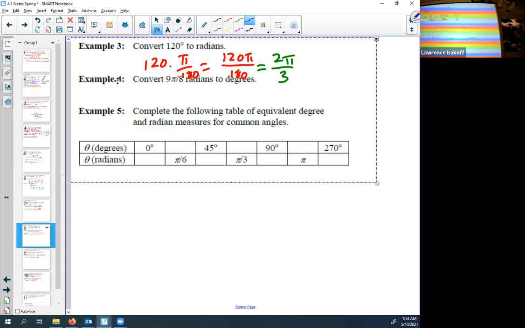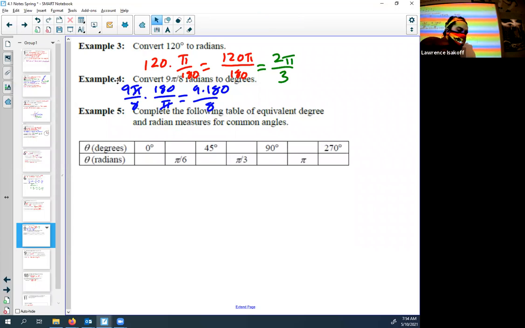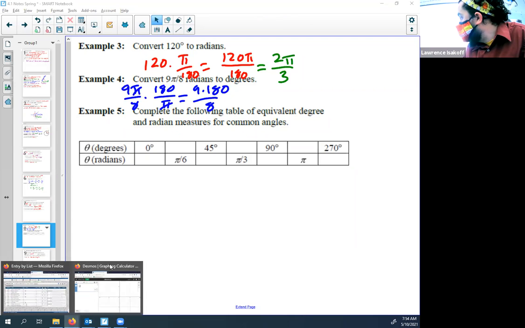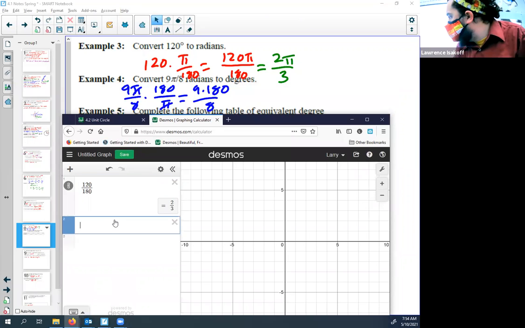Okay, convert 9 pi over 8 to degrees. 9 pi over 8 times 180 over pi. The pi's conveniently cancel, leaving me with 9 times 180 over 8. Now, honestly, here, I just see this. This is just going to be easy to put in the calculator. So 9 times 180 divided by 8.